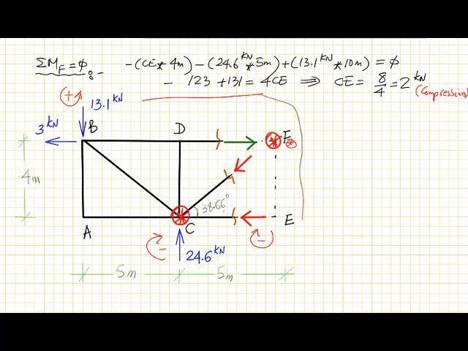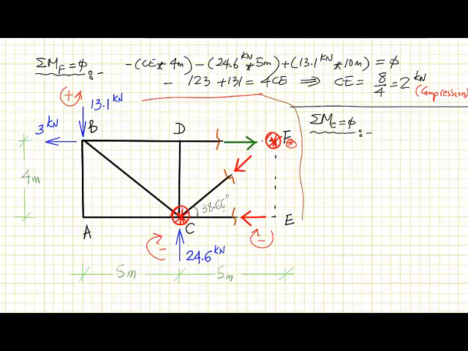Now let's do the sum about point C, because that is the other point of intersection of two unknowns. So this unknown and this unknown are intersecting. So I'll take moments about this and calculate the value of DF. So the sum of moments about point C is equal to 0.